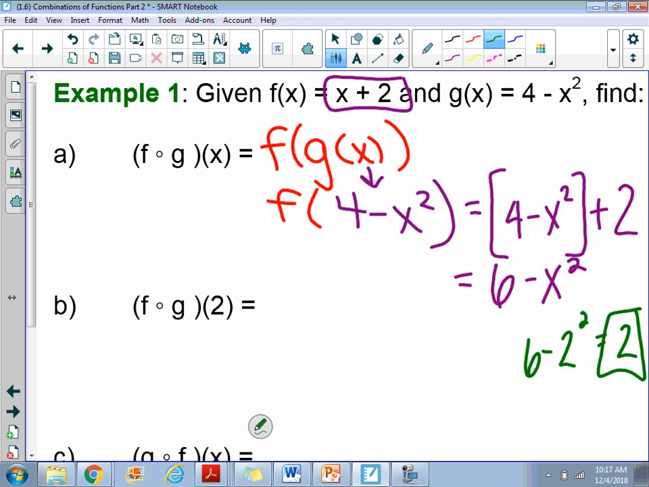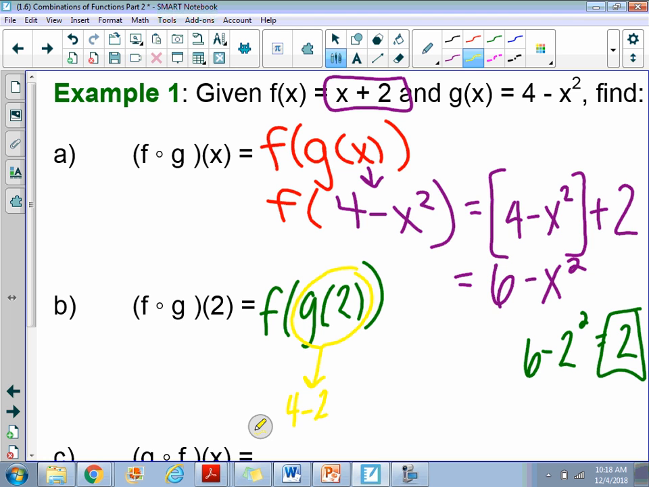Say you didn't do this step already. What this would be asking you to do is find F of G of 2. So my innermost is the G of 2. How do you find G of 2? Plug 2 in, right? So it'd be 4 minus 2 squared, which is essentially 0. Okay, and then it's telling me I want F of that answer. So F of 0 then is 0 plus 2, which equals 2. So see how you get the same answer either way?